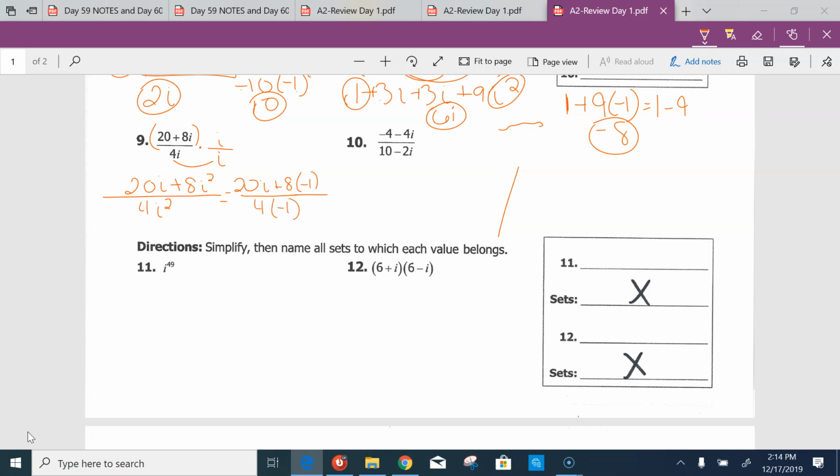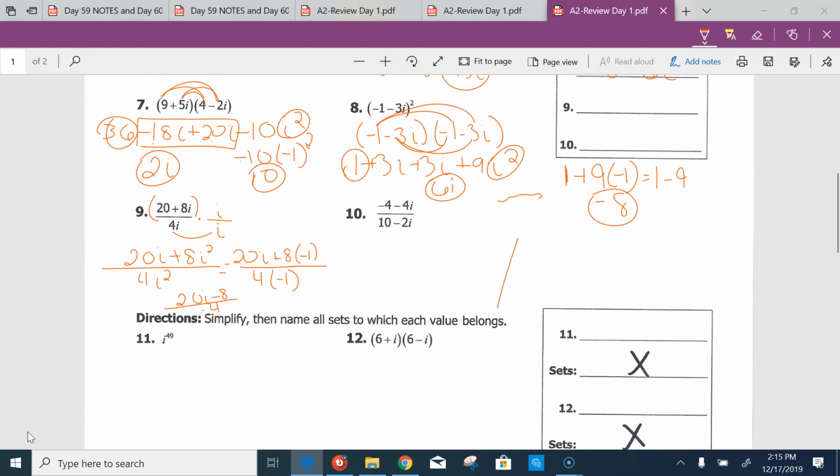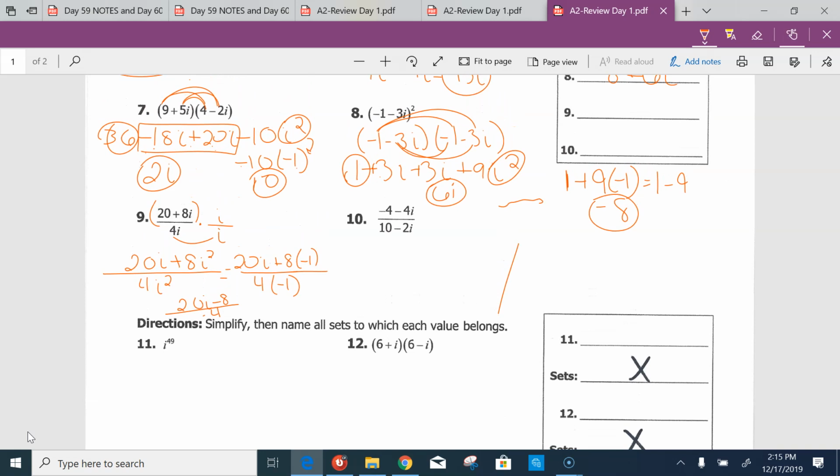I simplify all of that. On the top, I have 20i minus 8 over negative 4. I can now reduce everything. In this problem, I can divide everything by 4. And when I do that, I end up with an answer. Actually, let me move my answer key a little bit further down. There we go. I end up with an answer for number 9 of, let's see, 4 goes into 20, 5i times. 4 goes into 8, 2 times.